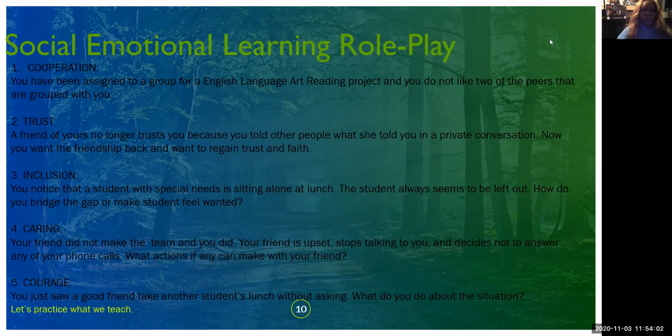Inclusion. You notice that a student with special needs is sitting alone at lunch. The student always seems to be left out. How do you bridge the gap or make the student feel wanted? How do you, as a student, take on a leadership role, to say, you know what, let's go sit with that student and have them join our conversation.